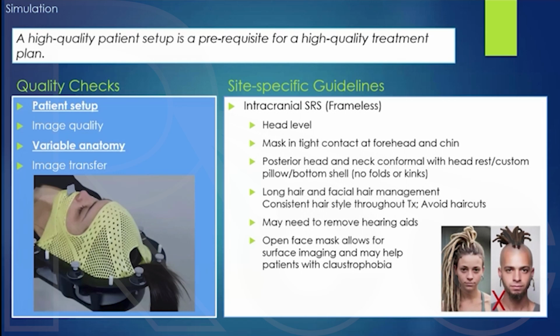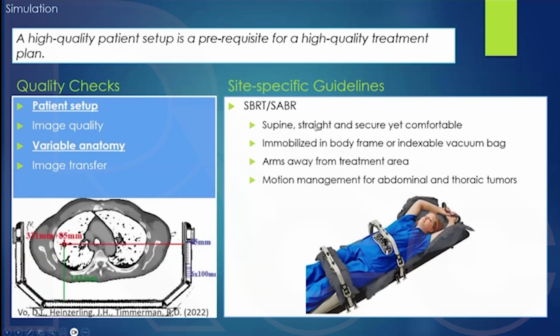Further, an open face mask may allow for surface guidance in order to monitor for any patient motion during treatment, if that technology is available. Outside of the brain and in the body, immobilization is super important too. So typically, immobilization for SBRT and SABR is performed with the patient supine, positioned straight, and secured so that they can hold still, yet are comfortable to also minimize any patient motion in response to being uncomfortable.